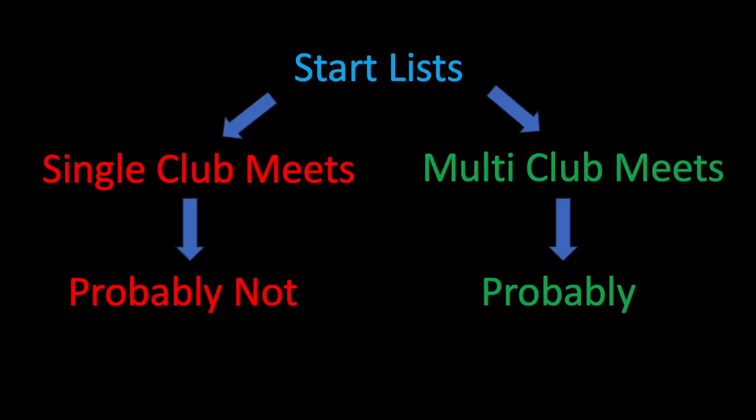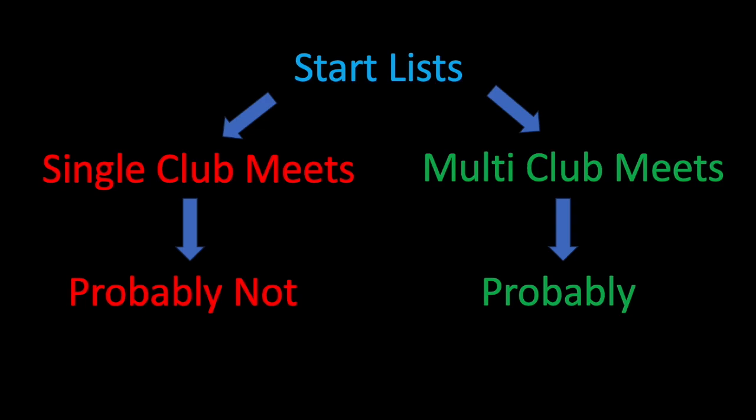Single club meets usually don't use start lists. Since your club doesn't know in advance exactly who'll turn up, athletes are grouped into heats on the day rather than beforehand. On the other hand, multi-club meets often do use start lists. Because everyone has registered ahead of time, the club can organize heats and lanes in advance and publish them for athletes to check. Even for multi-club meets, start lists are optional. It's up to the club administrators whether they set them up.